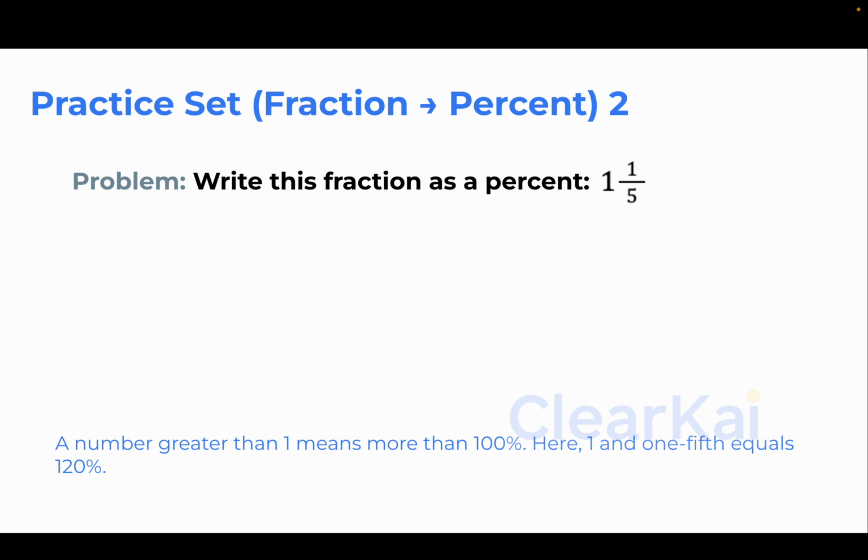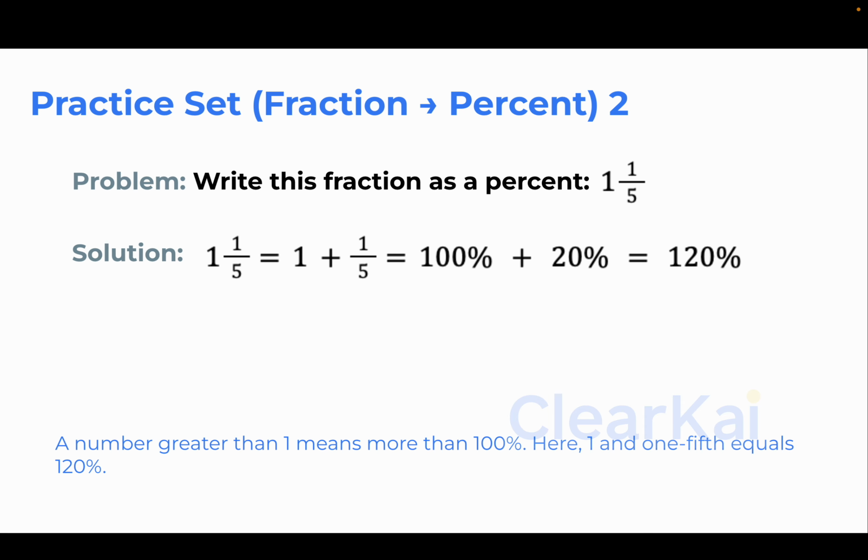Now let's look at a fraction that's bigger than 1. 1 and 1/5. We can think of this as 1 plus 1/5. The 1 represents 100%, and the fraction 1/5 is 20%. Then we add them together. 100% plus 20% is 120%. So 1 and 1/5 equals 120%.